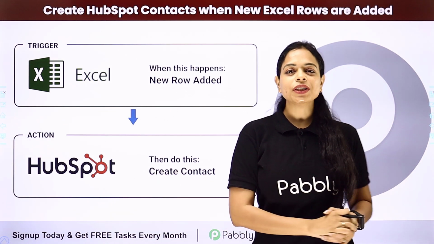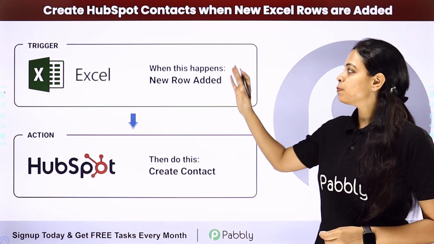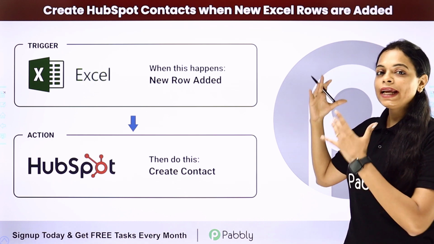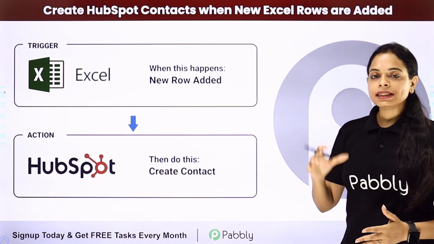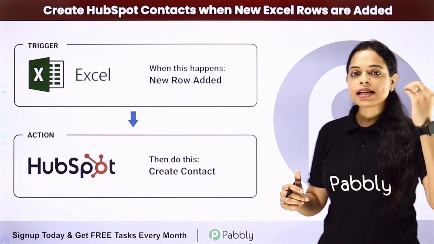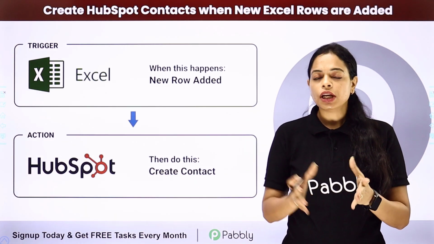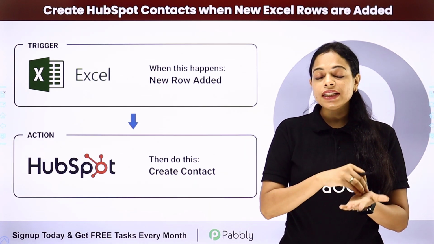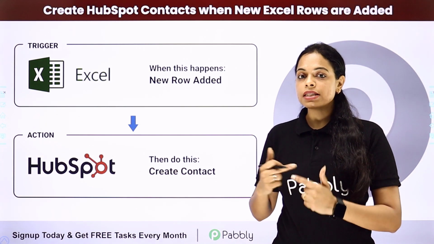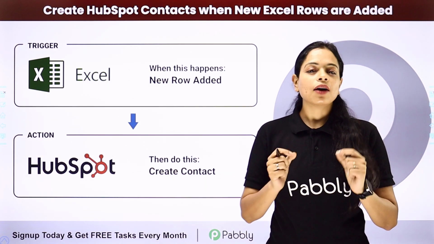In this video, we are going to understand how to create HubSpot contacts when a new Excel row is added. So basically, every time a new row is added in your Excel spreadsheet with certain information of the user, what you want is to create a contact in your HubSpot CRM with that information. How can that be done?